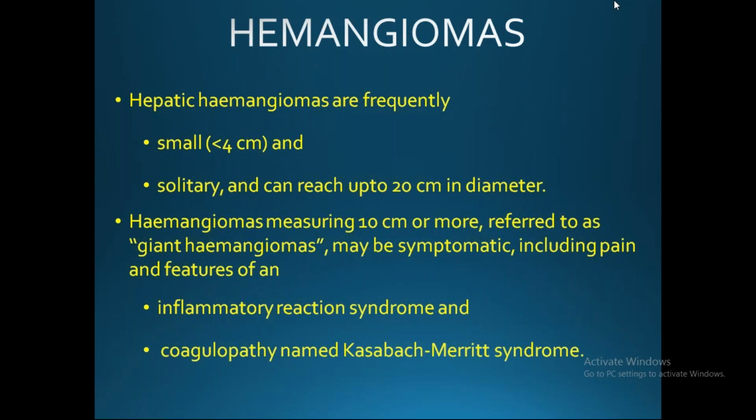So when the hemangioma is more than 10 centimeters, it is called a giant hemangioma. At this point of time, they might become symptomatic, like a dull aching type of pain. The other symptoms might include pressure symptoms, which might compress the biliary tree. Jaundice might be present, and LFTs might be altered. So all these things can be found in giant hemangiomas due to the compressive effects it causes.